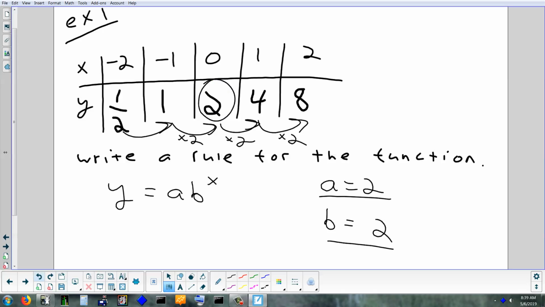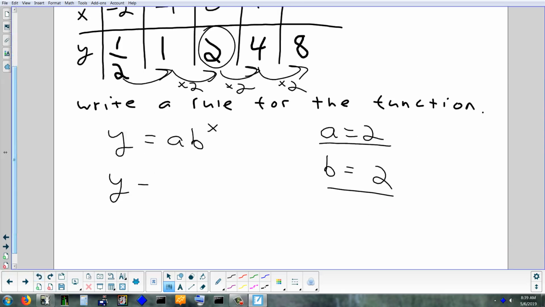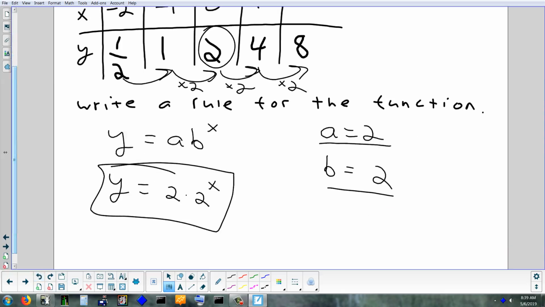Now, all you have to do is plug those two numbers in those two spots, and you're done. Don't try to do anything else. Just leave it like that when you're done. Y equals 2 times 2 to the x. And that's it. If you're thinking, oh, can I do 2 times 2? No, you can't do it. The reason you can't do it is because there's an x right there.